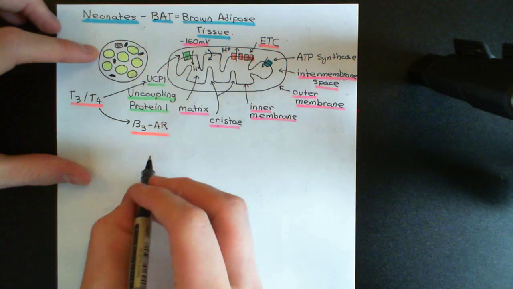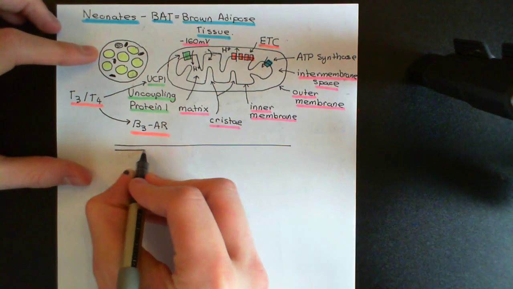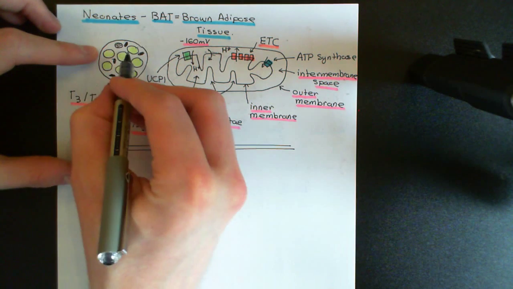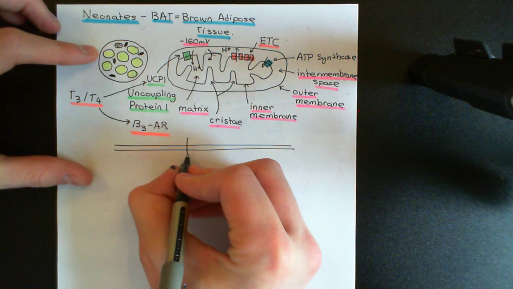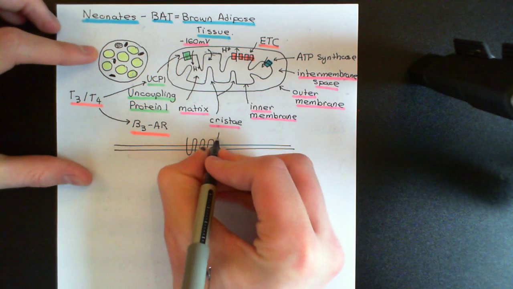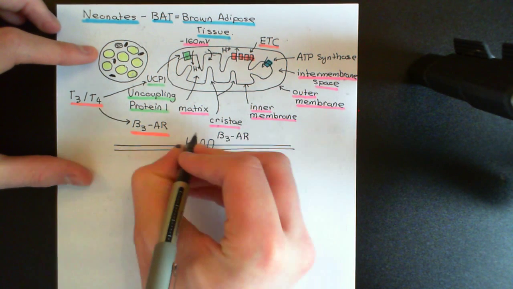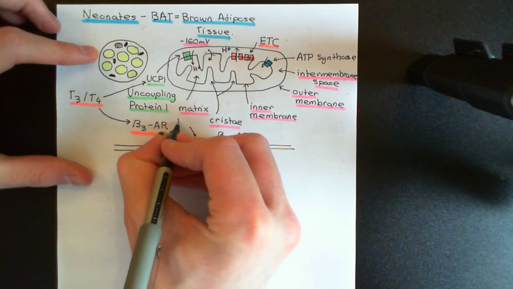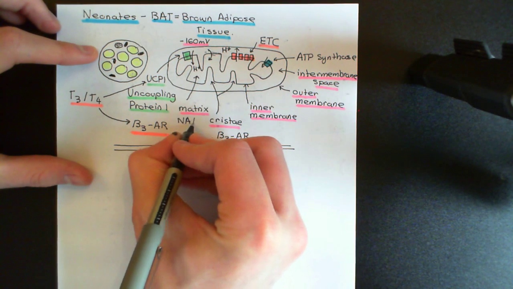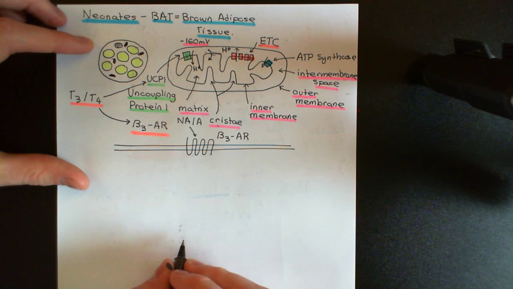So if I actually draw this process on, let's just have this representing the cell membrane of our adipocyte here. So we'll have beta-3 adrenergic receptors in the cell membrane of the adipocyte, like so. So this is the beta-3 adrenergic receptor, and this can be stimulated then by either noradrenaline or adrenaline, which I'll just refer to as NA/A here.